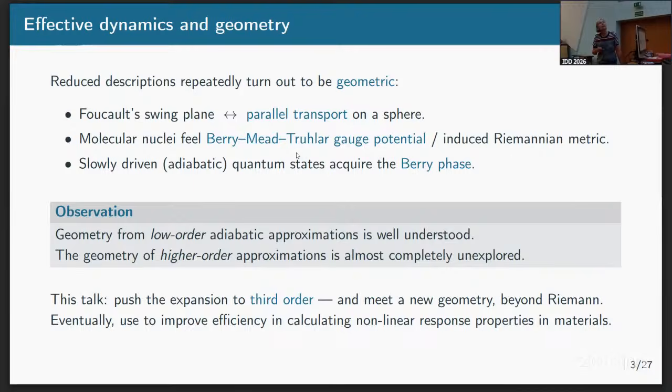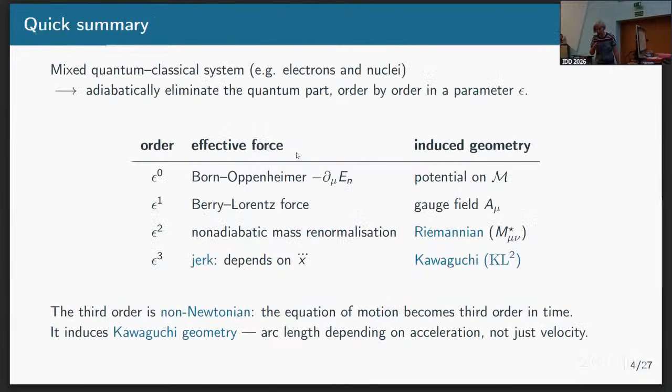Okay. So this is the quick summary of the talk and the results. So just remember this and then you can go to sleep. We will start with the mixed quantum classical system, having in mind quantum electrons and the nuclei. We will adiabatically eliminate the quantum part regarding the electrons to get an effective action and equation of motion for the nuclei. And we will do it order by order in a parameter epsilon, which will be explained in the next slide.